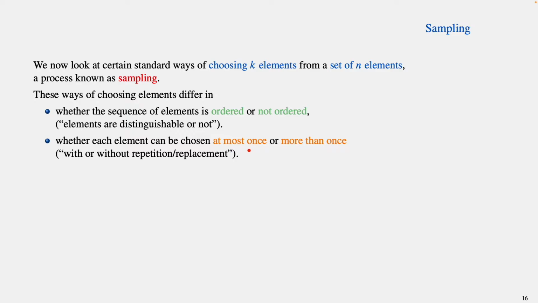So you could imagine if you have a set and you physically take out an element, then you can take it only once. But if you just mark it down somehow, you could do that more than once. So this makes a difference in how we count these possible sampling choices.